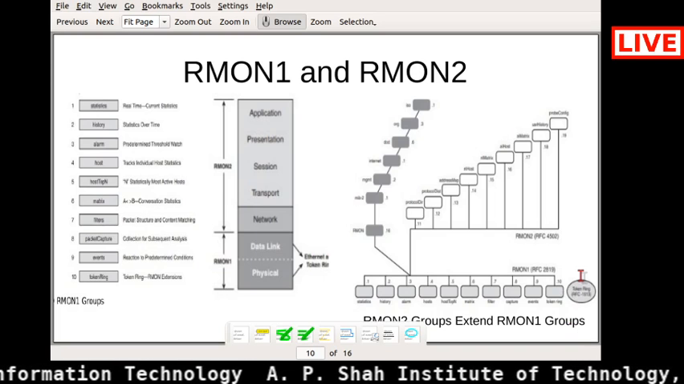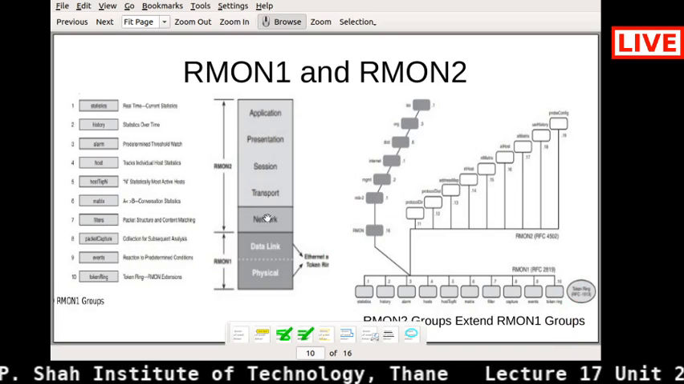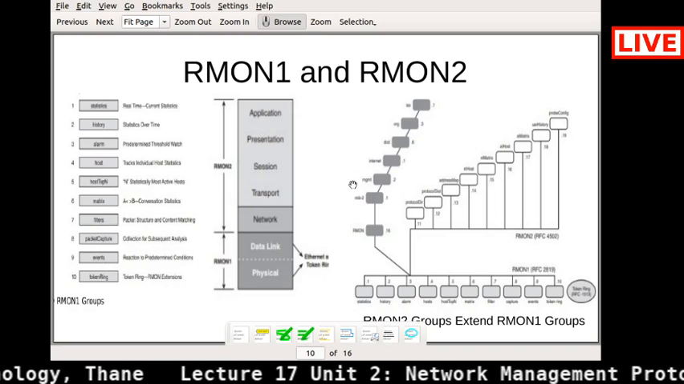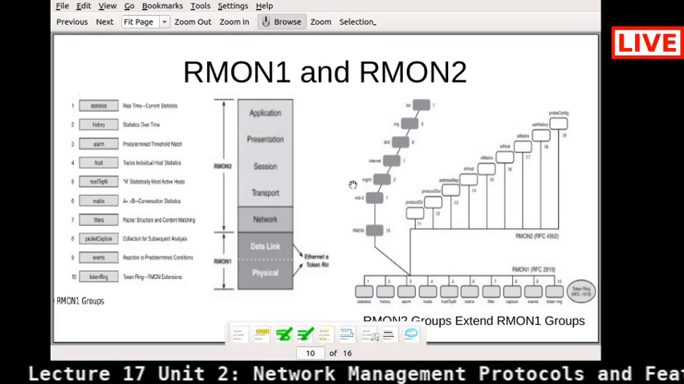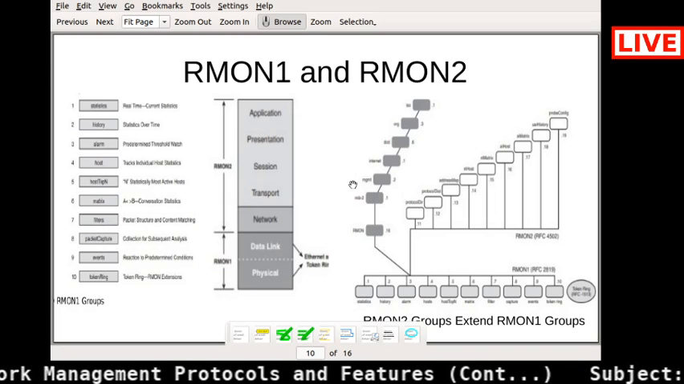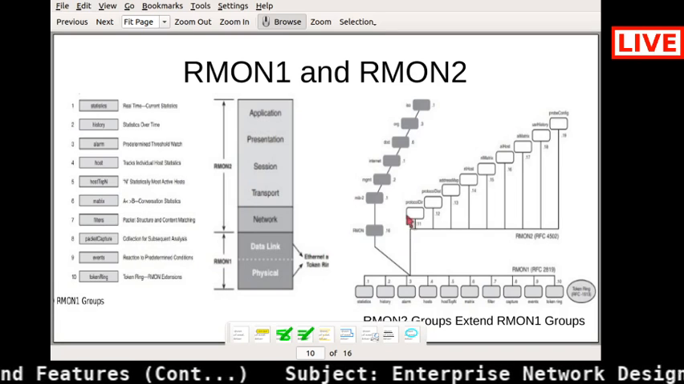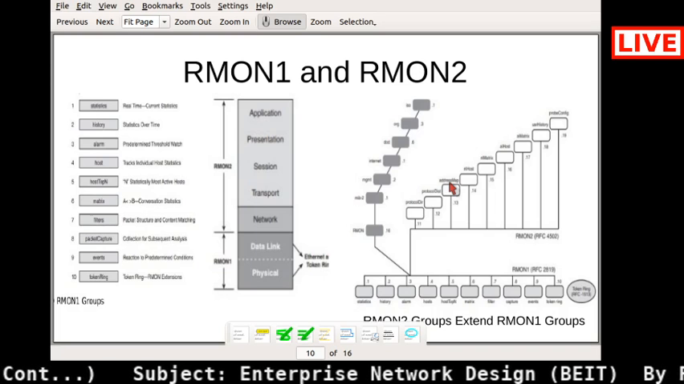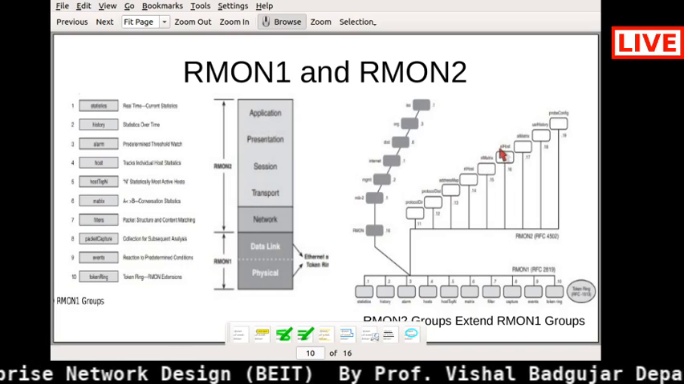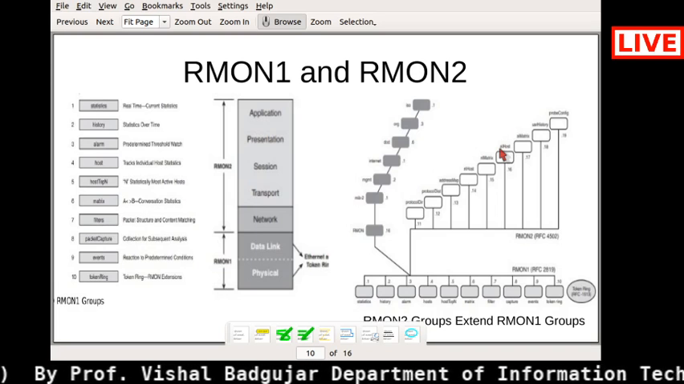Then again, network layer matrix, right? We saw the matrix in Harmon 1 also, but here it is the network layer matrix. It will be useful for the conversation between a pair of hosts, so all the traffic statistics for that particular conversation can be managed in this group, right? Then the next one is application layer host, right? All the statistics with respect to the application layer traffic to each host.